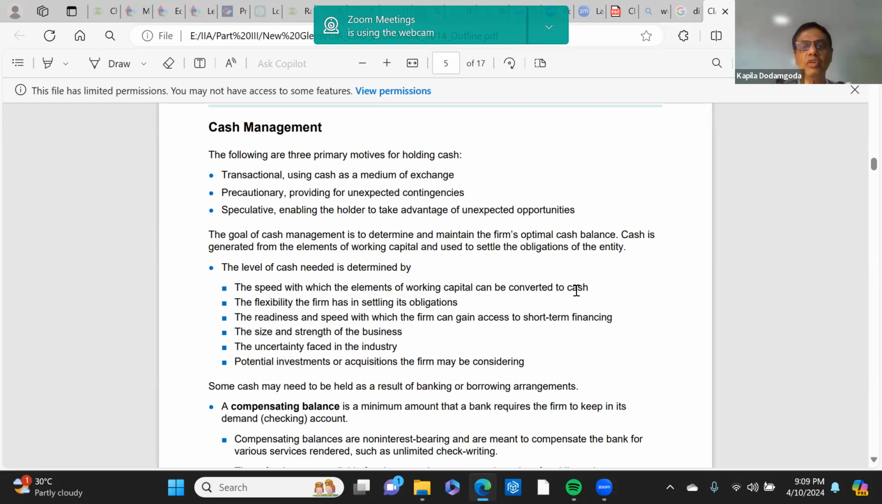In certain businesses, your raw material can be easily sellable and you can convert it to cash. In some businesses, your raw material may not be sellable in raw material form. In some businesses, your working capital conversion period to finished goods is shorter. In others, it takes longer for you to ship the building or something like that. It takes longer to go through that conversion. So the speed with which the elements of working capital can be converted to cash could vary depending on the business. The flexibility the firm has in settling its obligations will also vary.